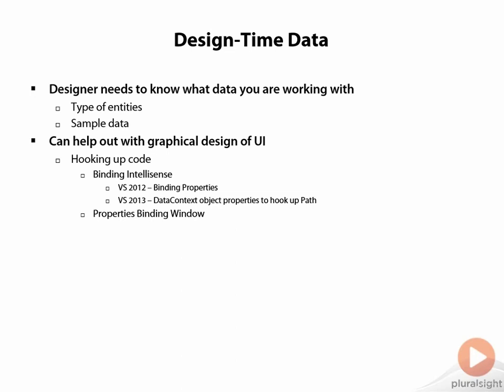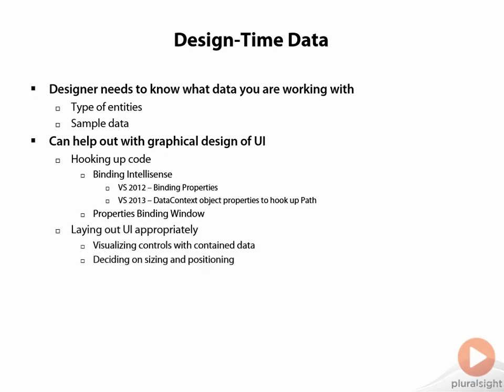In addition, you saw the properties binding window can populate with the properties on your current data context object or on other resource objects that you point to with the source binding. In order to do that, it has to know what those types are. In terms of the sample data, that can help out a lot with getting your UI laid out appropriately. By having that data there in the designer, you can visualize more what your controls are going to look like once they are populated with data. And that can help you decide on the sizing and positioning of those controls.